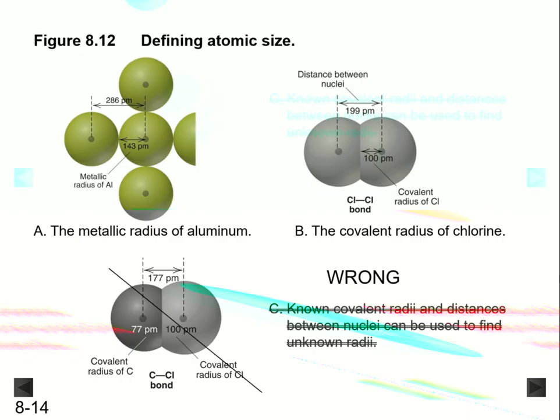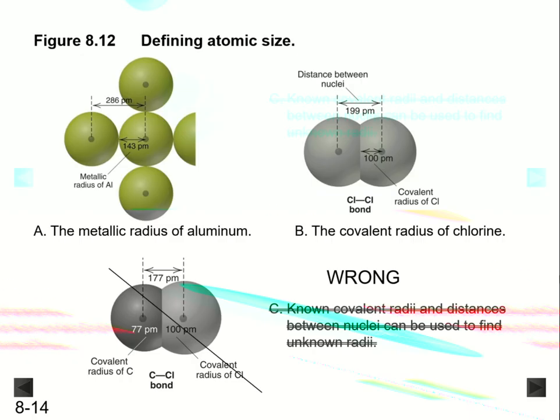We can measure the distance between the two chlorine atoms in the chlorine molecule. That distance is 199 picometers. And so we'll call half that distance the covalent radius of chlorine. That is a measure of the atomic radius of chlorine, though, as you can see from the picture, it's not exactly what we would visualize as the radius for a single atom of chlorine. So that's what we'll call the covalent radius.